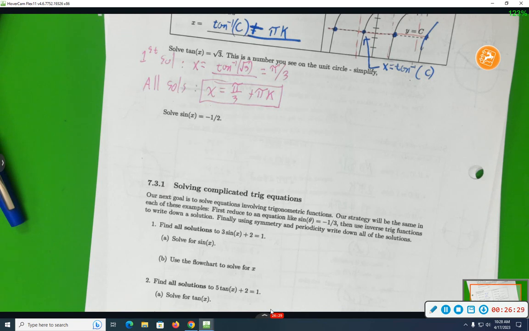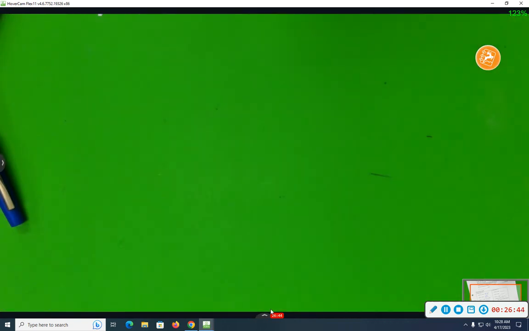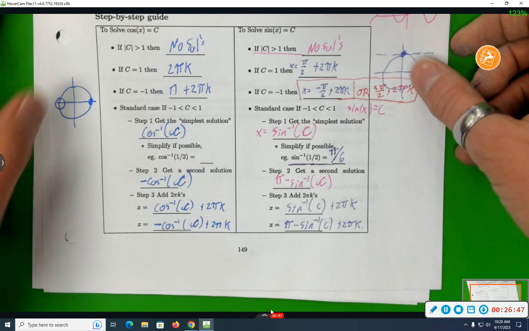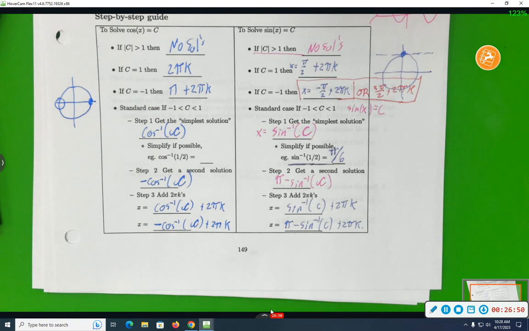Let's solve another one. Here's another one. Sine of x is equal to negative 1 over 2. And in order to avoid you having to flip back to the previous page, I'm going to flip back so that you can have that in front of you and this at the same time. I'm not the boss of you. If you want to flip back and forth through the notes too, you can. So solve sine of x equals negative 1 over 2. So, step 1, what's the simplest solution? Yeah. Inverse sine of negative 1 over 2.